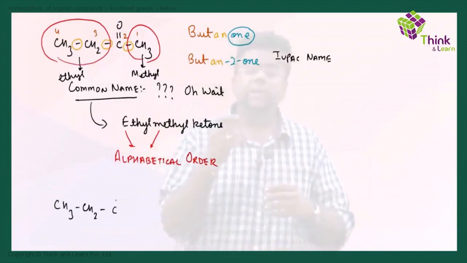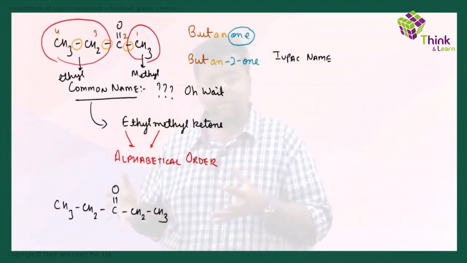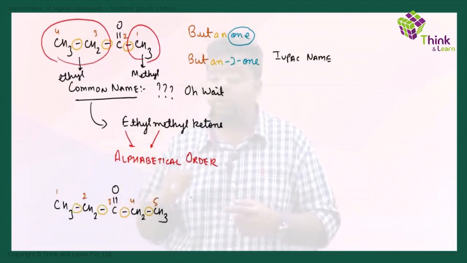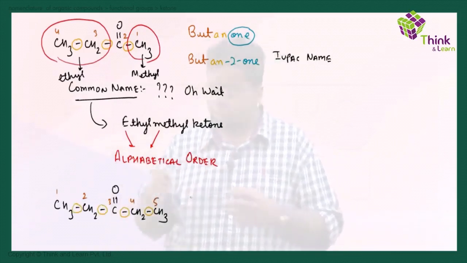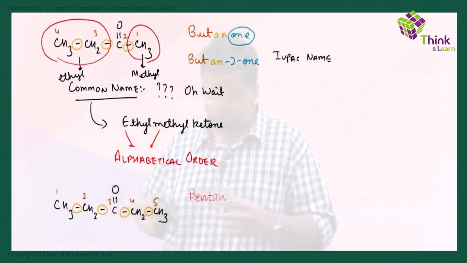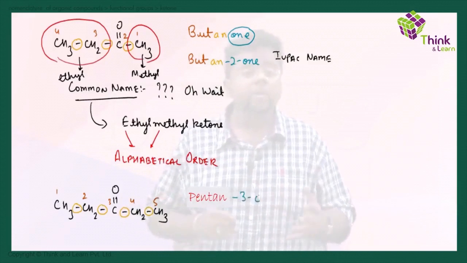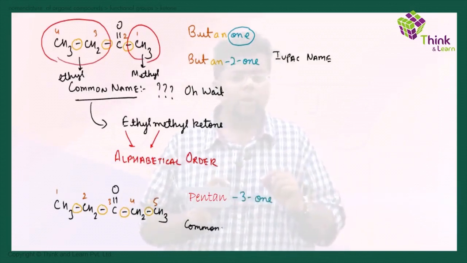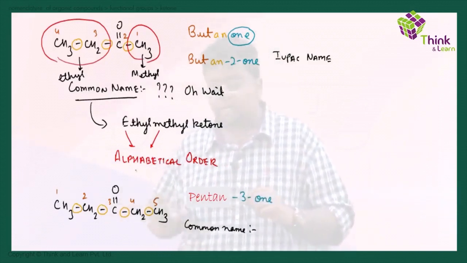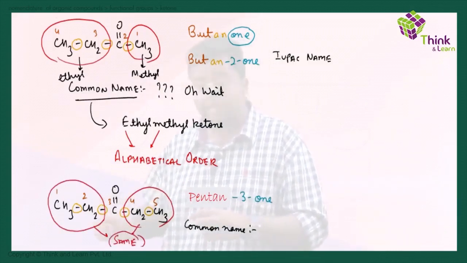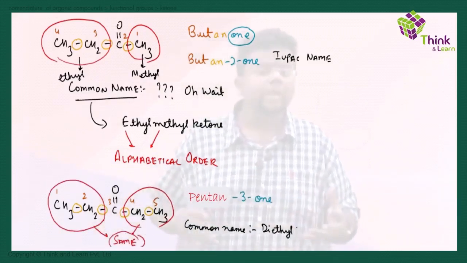So now let's take another example. Over here I have a 5-carbon ketone, and the ketonic group is on the 3rd position. So what should be the name? 5 carbon means pentane. 3rd position will become pentan-3-one. And what about the common name? On both sides of the ketone, you see there are similar substitutions, or they are the same, which is ethyl. So the common name becomes diethyl ketone.